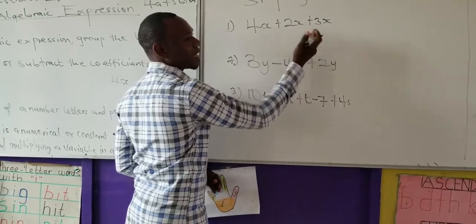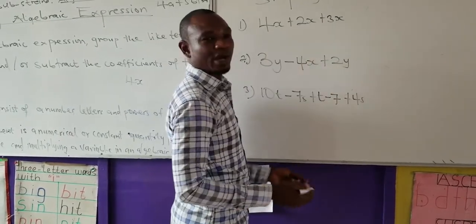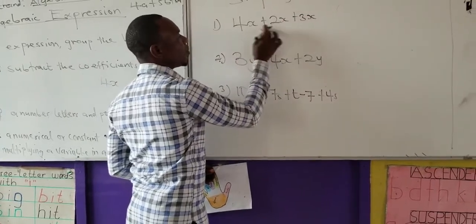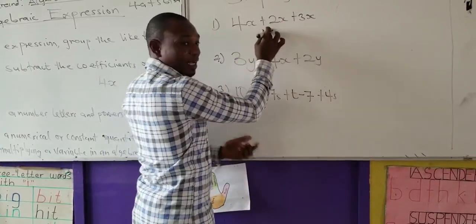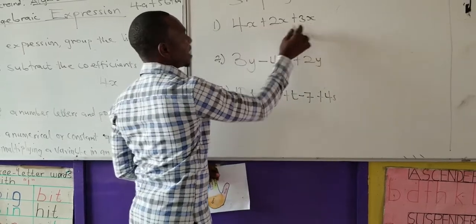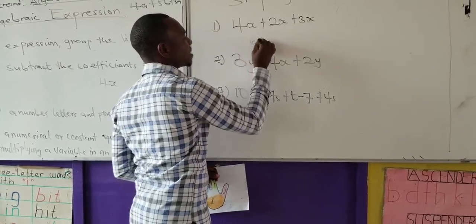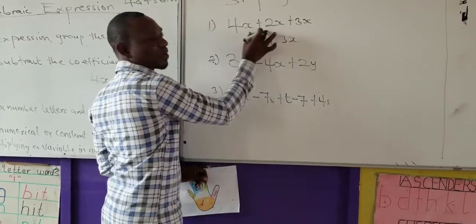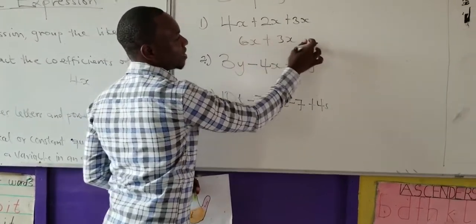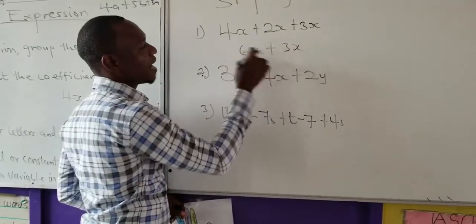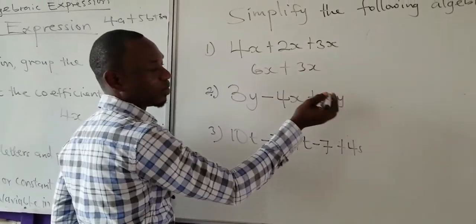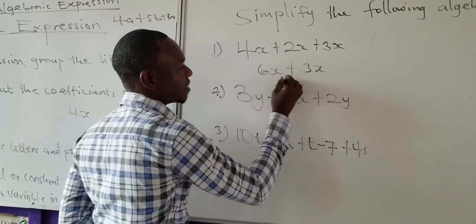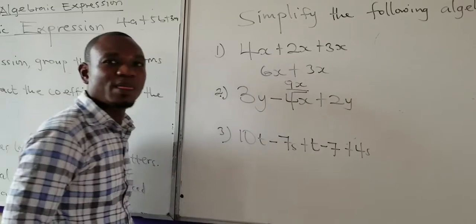You add the constants and then you attach the variable. So the constants are 4, 2, 3. When you add 4 plus 2, you get 6, right? Then I added the first two, so 6x plus 3x. And when you add 6 plus 3, you know what you will get, isn't it? You get 9x, and that will be your final answer for this expression.